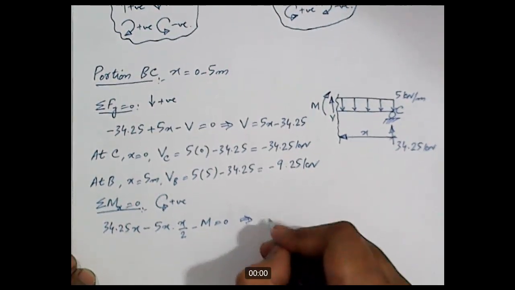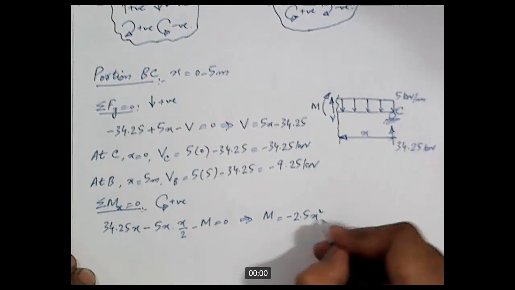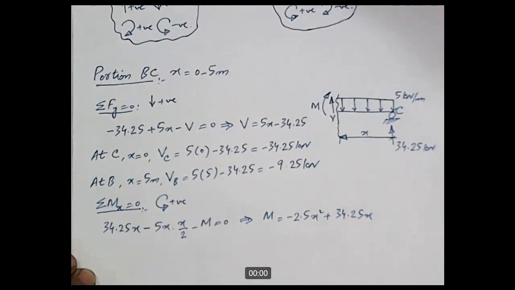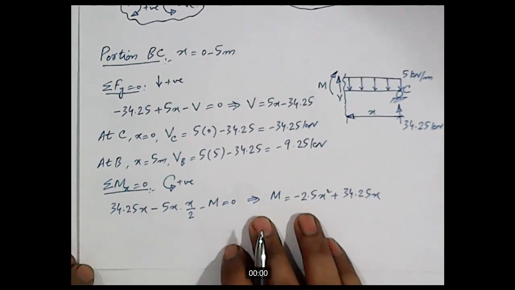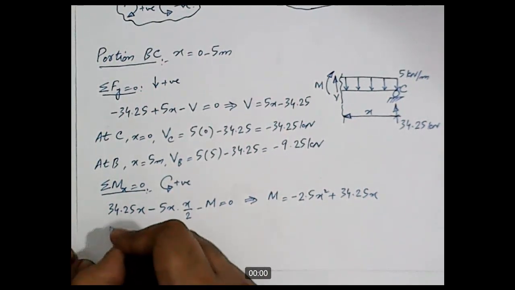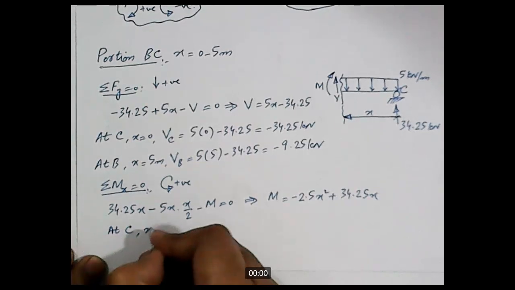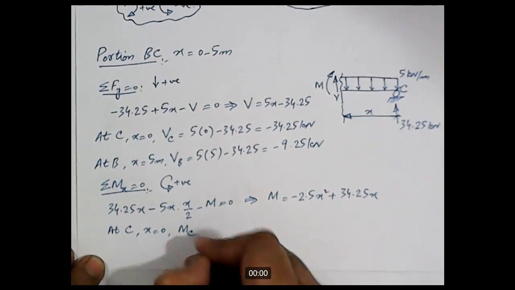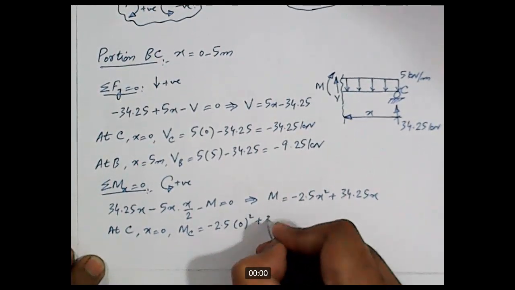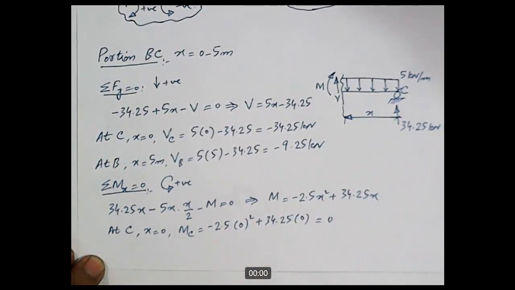Now if I rearrange this equation, I get M is equal to minus 2.5 x square plus 34.25 x. In this equation, as again x is involved, so we will calculate the value of bending moment for both the extreme points separately. At C, x is equal to 0, so MC is equal to minus 2.5 into 0 square plus 34.25 into 0, and that is equal to 0.